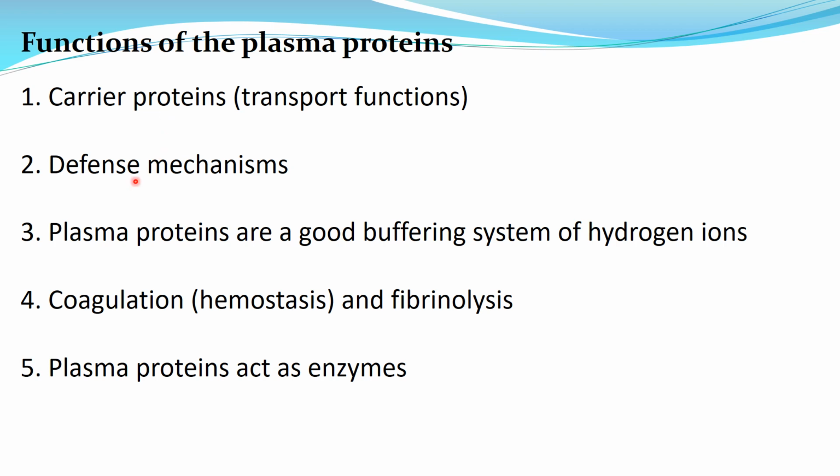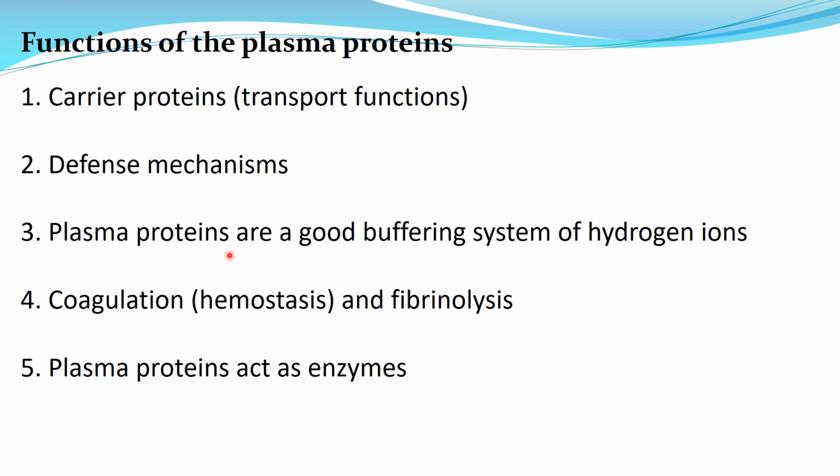And the plasma proteins can act as a defense mechanism. Why? Because if you remember, when we explained the plasma proteins, we said globulins are mainly involved with the defense mechanism, because we have different types of antibodies in our circulatory system, and these antibodies can act as a line of the immune system, and they can defend our body against different types of microorganisms.